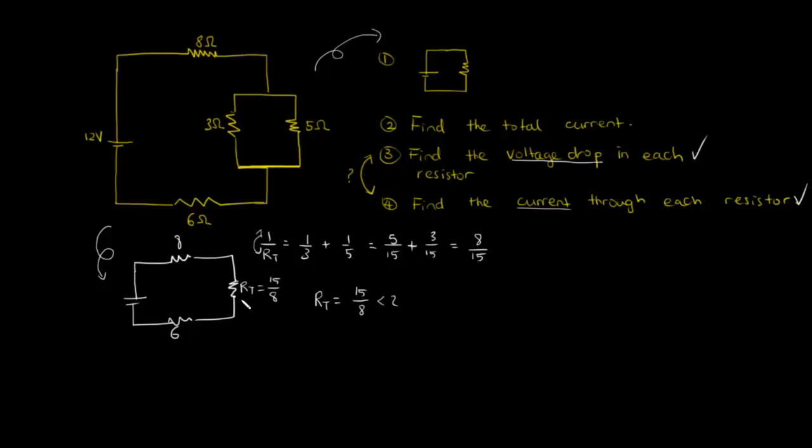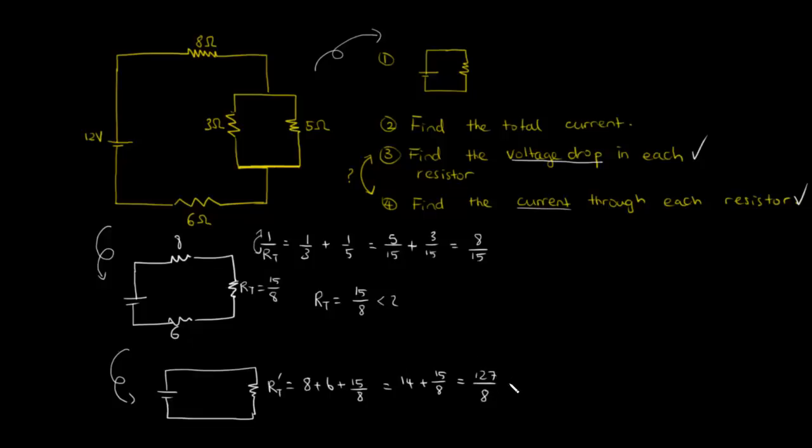Now, because these are all in series, we can just add them up linearly. So we can convert this now into a battery and a single resistor. And that resistor's value, I'm going to call this RT dash because this is different from this one. So RT dash is equal to 8 plus 6 plus this one right here, 15 over 8. So that's equal to 14 plus 15 over 8. I'm just going to use my calculator quickly. If you have one, you can pull it out as well and verify this yourself. So this is equal to 127 over 8, which is equal to 15.875. So that's the total equivalent resistance. Okay, so that's number 1 done.